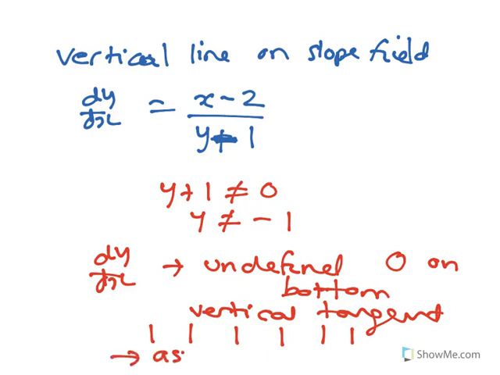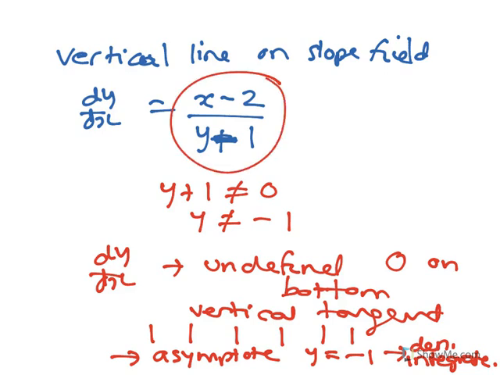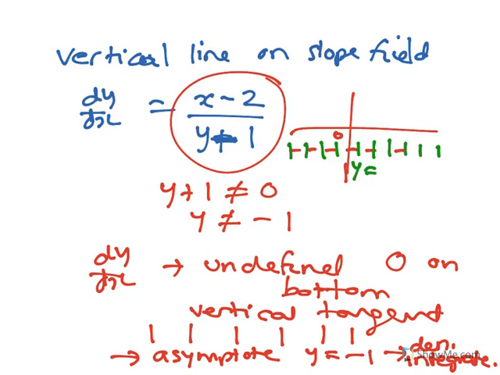It could also be an asymptote. If that same point at y equals minus 1 is also in the denominator when you integrate, then it ends up being like an asymptote: undefined in the differential, but also undefined in the original solution. So for the vertical line, if you went to y equals minus 1, which is here, that needs to have vertical lines all the way across at y equals minus 1, because that just means the gradient is undefined at that point.